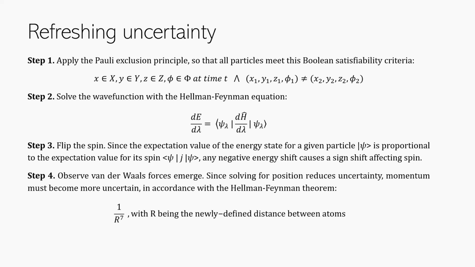Step 4. Now we'll observe van der Waals forces emerge. Since solving for position reduces uncertainty, momentum must become more uncertain in accordance with the Heisenberg uncertainty principle and the Hellmann-Feynman theorem. Essentially, solving for position triggers a dipole moment, a shift in charge distribution across the atom, causing a boost to angular momentum for every atom whose uncertainty is abruptly reduced. And that dipole moment is 1 over r to the 7th, with r being the newly defined distance between an atom and its neighbors. These dipole moments are the product of a permitted violation of time reversal symmetry, with the computational process itself affecting causation within the system.